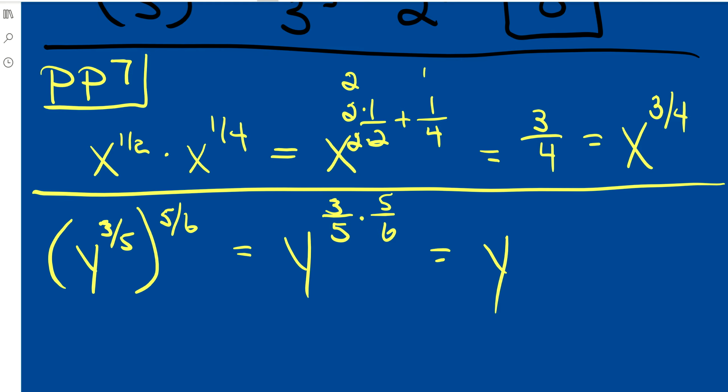We're multiplying these, so let's cancel whatever we can. So the 5's can cancel out, become 1's. Then I got 3 goes into 3 once, and 3 goes into 6 twice. So this all ends up being y to the 1/2. Okay, not bad.